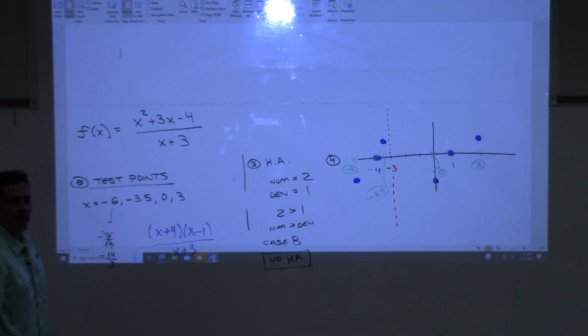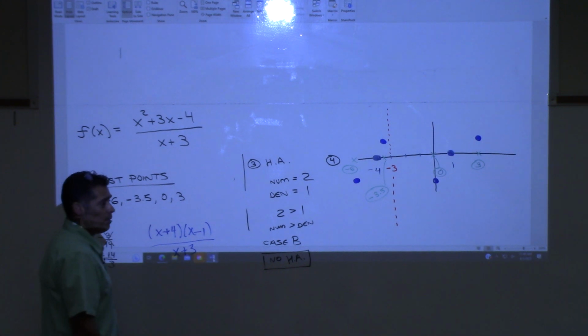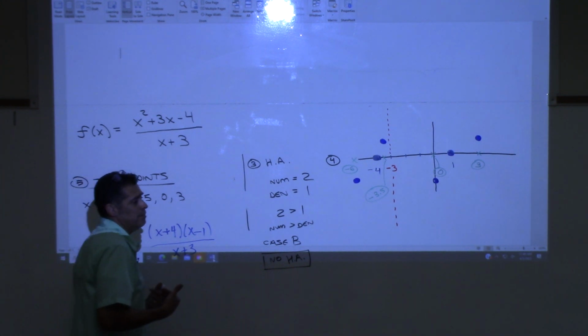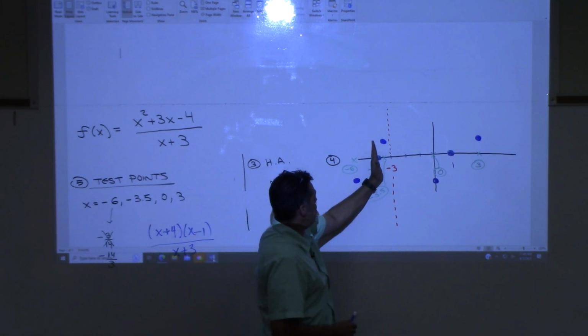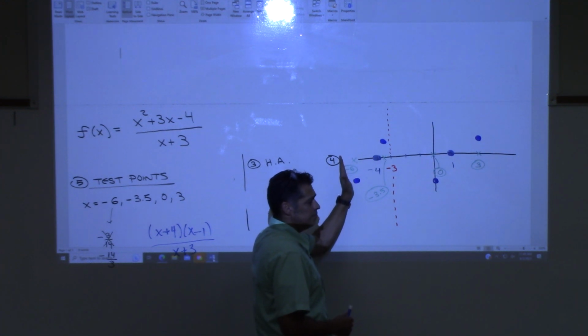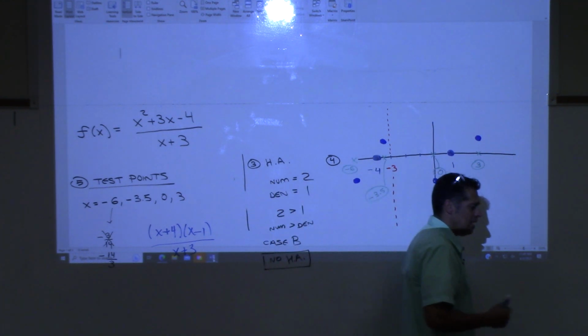All right, we good? Time to draw? Yes? Where do we get the negative 6? Our test point. We chose it. Just any point to the left of negative 4. We could have picked negative 7, negative 5.